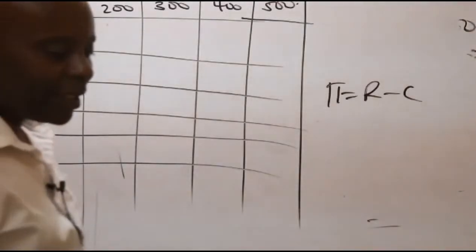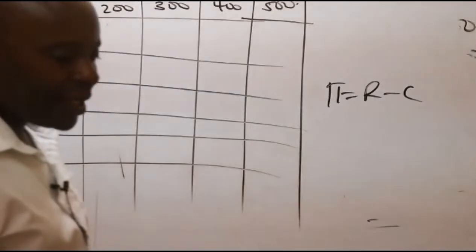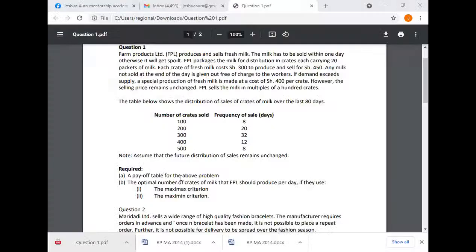You can see the idea that has been brought here. It tells us, ladies and gentlemen, that in this particular scenario, the examiner has made sure that we do not disappoint anybody. That every time we shall be able to meet whatever demand. If demand is more, we shall be able to produce this excess at a higher cost. And we are told here, the milk has to be sold within 1 day, otherwise it will get spoiled.